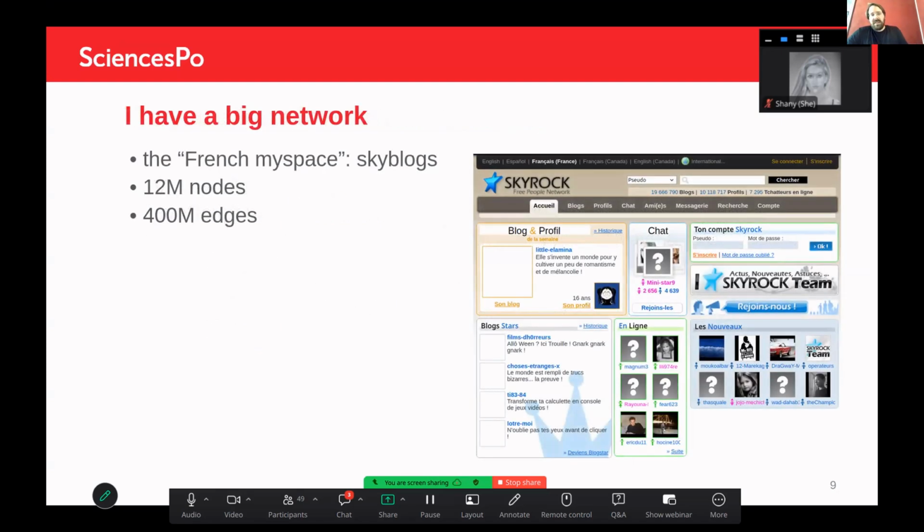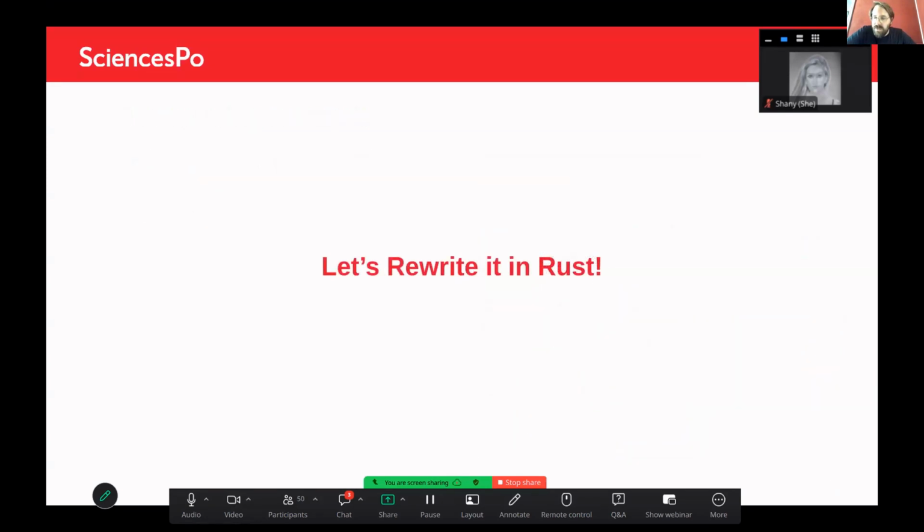And the issue I have is that I have a big network to spatialize nowadays. So I'm working on the French MySpace, which is called Skyrock or Skyblogs. French people will remember fondly this now defunct social network. And so I've got 12 million nodes and 400 million edges. And this does not cut it in Java nor JavaScript. So let's rewrite it in Rust, of course.